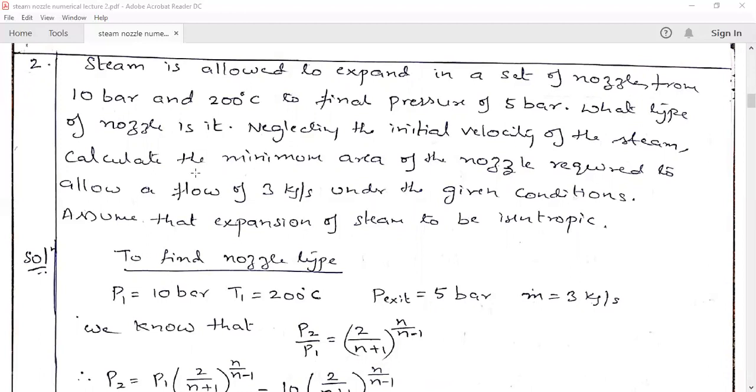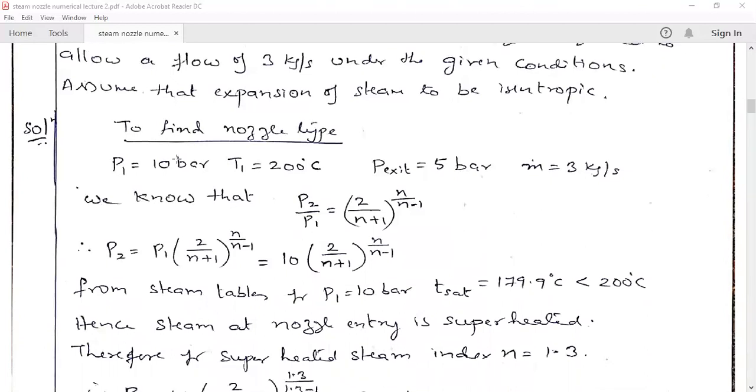We'll neglect it. Calculate the minimum area of the nozzle required to allow the flow of 3 kg per second under the given conditions. So we need to find out the minimum area of the nozzle. Assume the expansion of the steam to be isentropic, so that means all frictional losses are neglected here. Now, what is the condition? P1 is equal to 10 bar 200 degrees centigrade, exit pressure is 5 bar, and the mass flow rate is 3 kg per second. These are the given data.